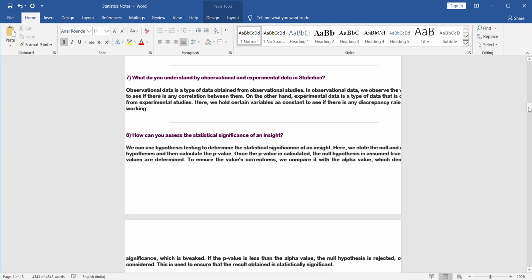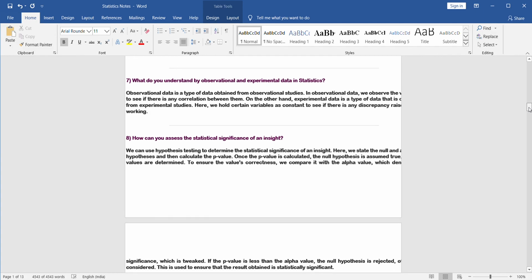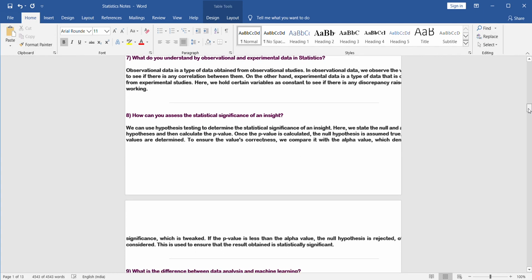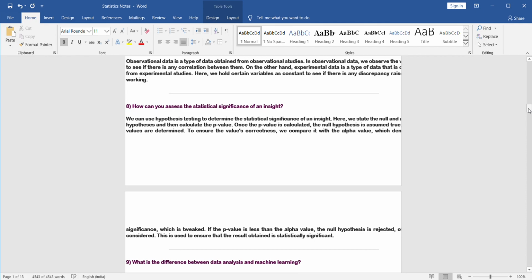Observational data is a type of data obtained from the original study. In observational data, we observe correlation between them. Yes. How can you assess the statistical significance of an insight?